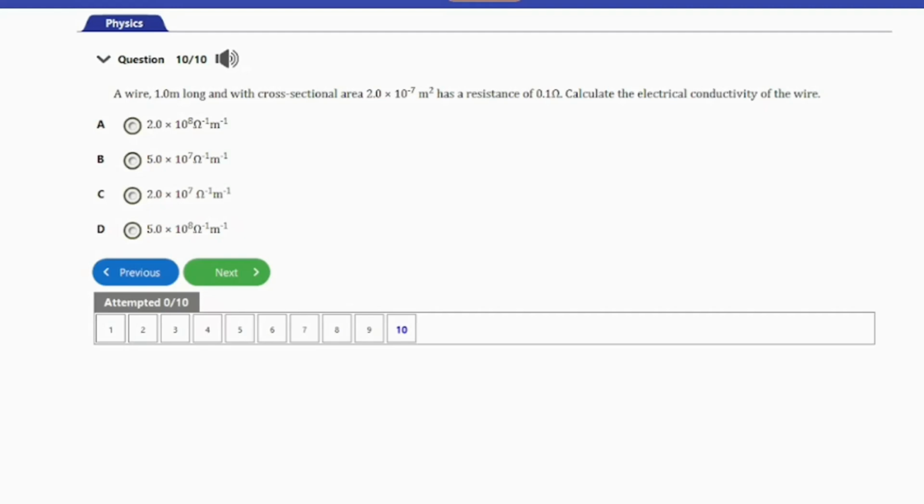So let's go ahead and calculate this. And then that's 1.0 over 2 times 0.1. So that's 5.0 times 10 to the power of 7 per ohm per meter. So that is for this question. Option B is the answer to this question.